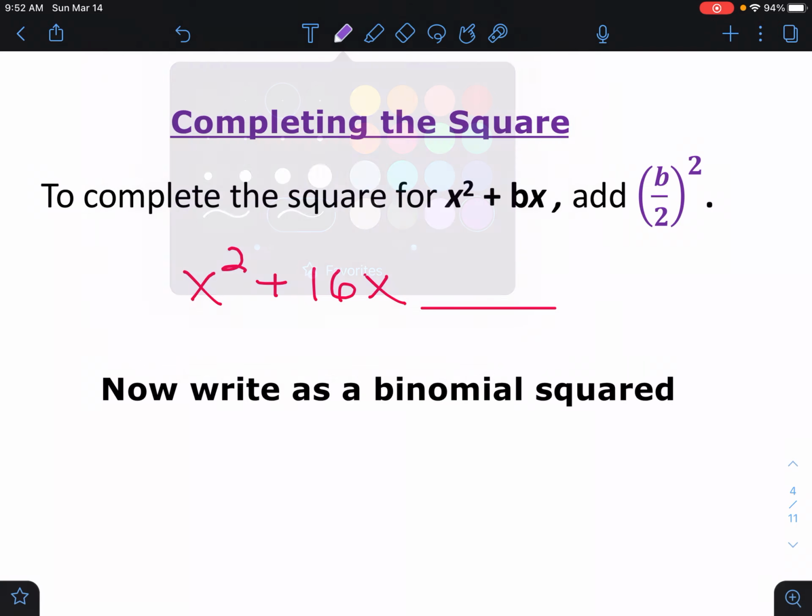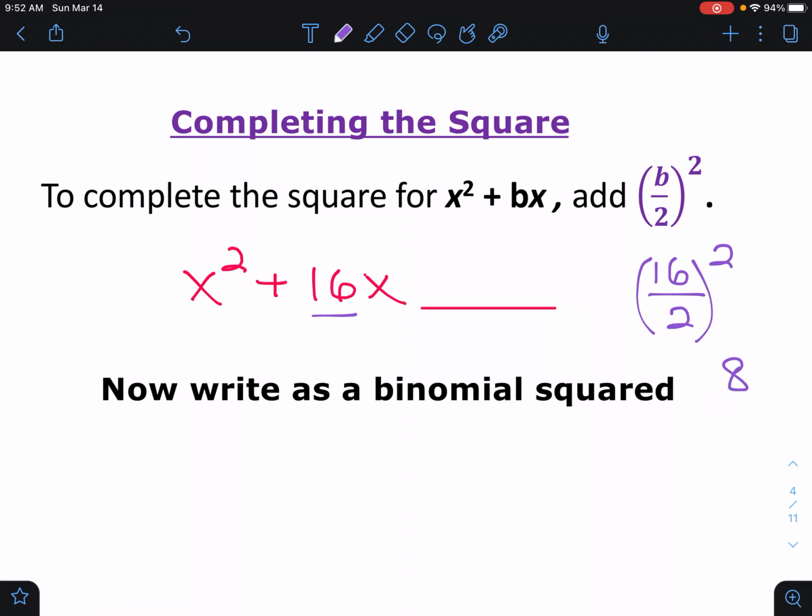Well, b in this case is 16, so I'm going to say (16 divided by 2) squared. Now you can do this in your head. You can simplify this, but really you're going to say, well, 16 divided by 2 is 8, and then you're going to square that. So that would give me 64. Now, whenever you square something, it's always positive, so this will always be plus 64. Okay, this is called a perfect square trinomial. And we're going to kind of talk about why that is here.